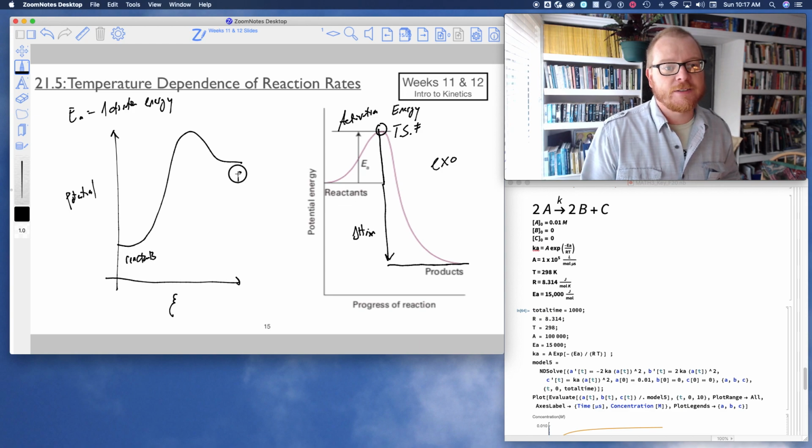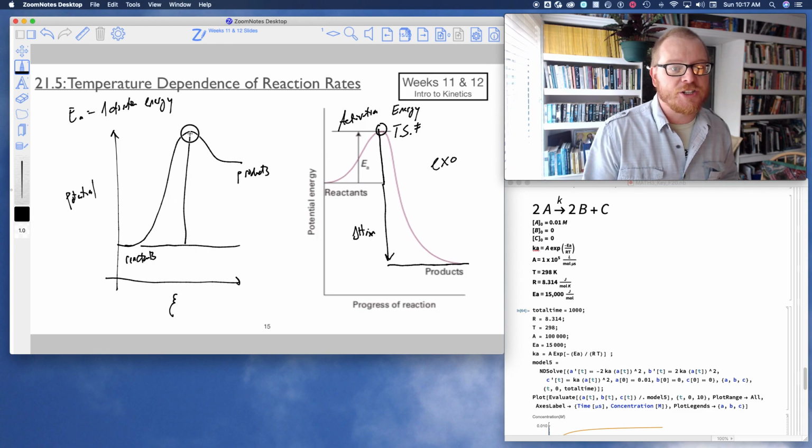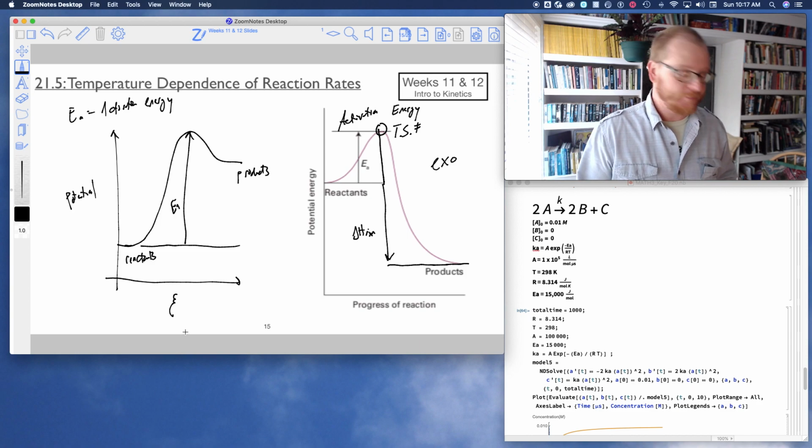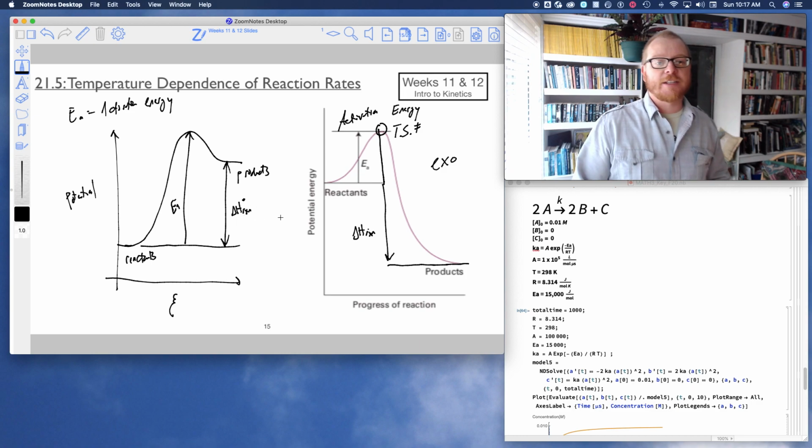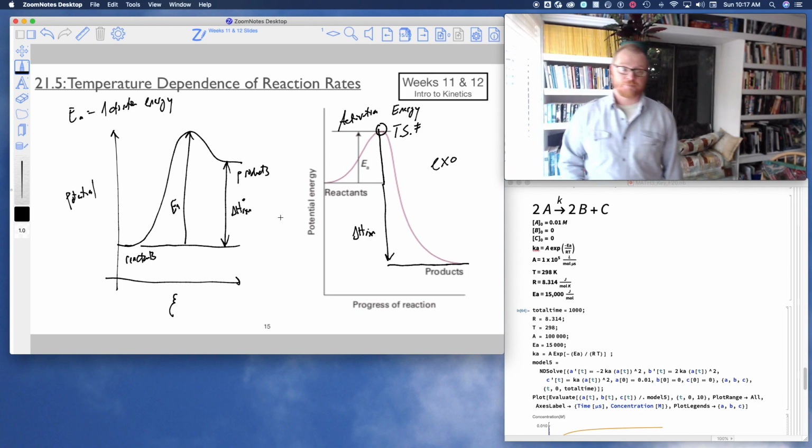So reactants and products. But now our activation energy is much larger. The activation energy is actually that entire bit, okay? The delta H, on the other hand, however, is actually less than the activation energy in this scenario, okay?